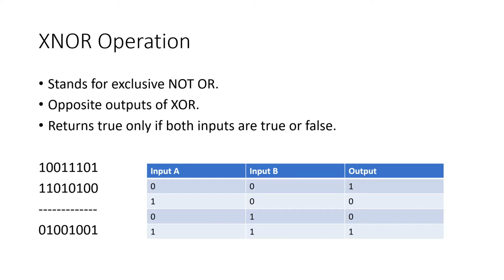Moving on, we have exclusive NOT OR. It's basically the opposite outputs of exclusive OR. This one's not so easy to call important, as, well, it's not hard to reverse. It's insecure. If people know you're using XNOR, they'll know your inputs are both the same.